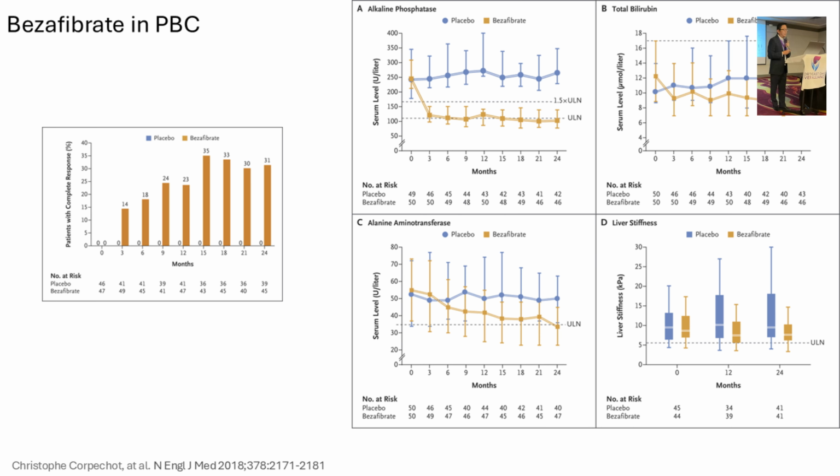Now, starting with the first approved medication, not in the US, but in Europe, that's a PPAR agonist, bezafibrate. As you can see here, we see improvement in their serum level of alkaline phosphatase. We see improvement in their serum level of ALT as well. But there's no significant difference in liver stiffness. So that's the data on bezafibrate. Unfortunately, this medication is not available in the US right now. We do have fenofibrate, a similar class of medication, and it's available for off-label use, but not approved for PBC.